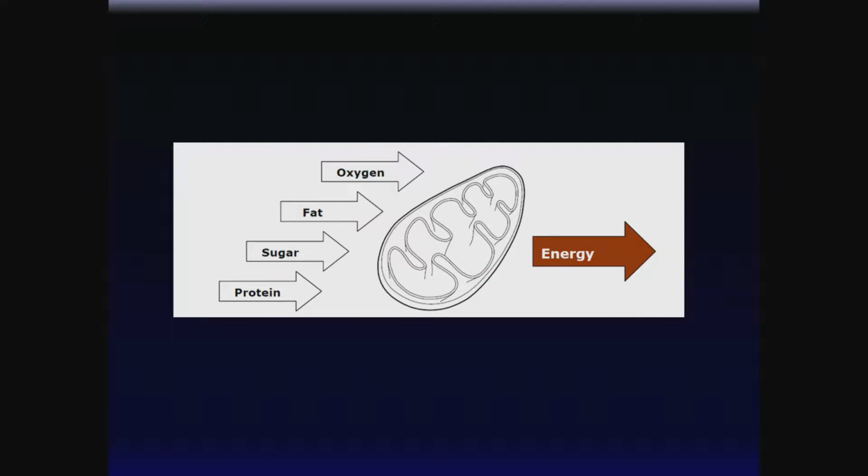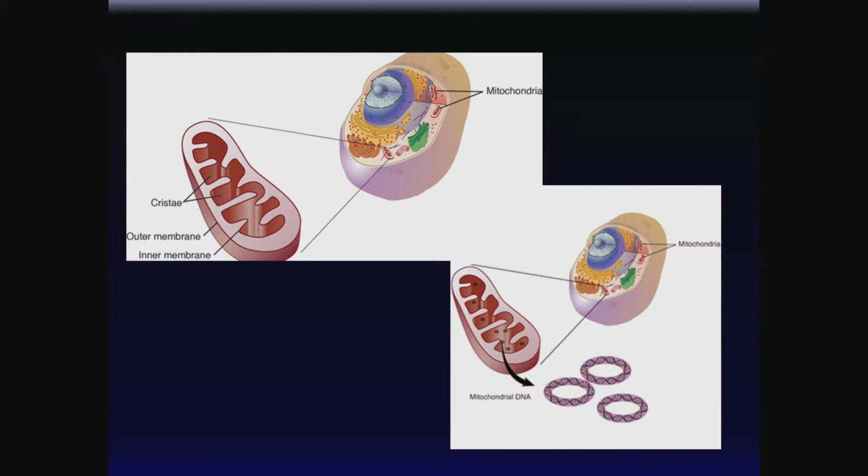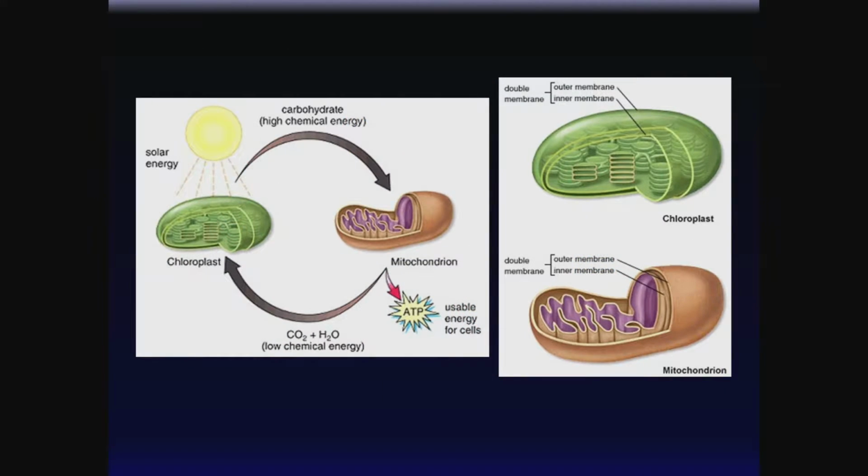So mitochondria take the energy from various different things, protein, sugar, and fat, mostly sugars and fat, and with the help of oxygen, which is why you and I breathe, because we need oxygen to get the energy from these molecules, and we produce energy out of that. So that's what mitochondria do.